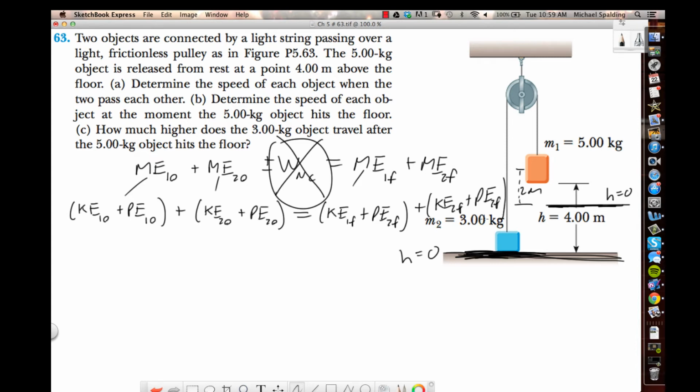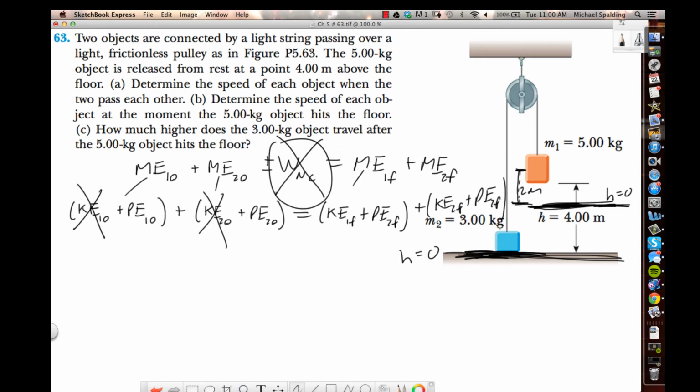A lot of this goes to 0. All right. Do we start with any kinetic at all? When the problem begins, any kinetic? Nope. So both kinetics go away. We have no kinetic initial. All right. Does M1 start with potential energy? Why does object 1 start with potential energy? Because he is above the what? Here's the 0 point for M1 right here. Is M1 above the 0 point? Yes. So we have potential of object 1 initial.